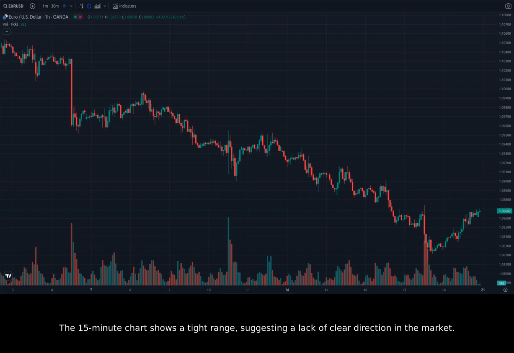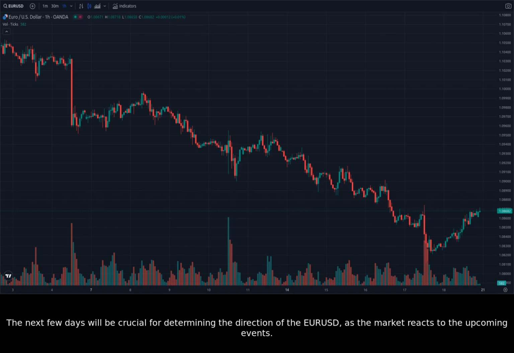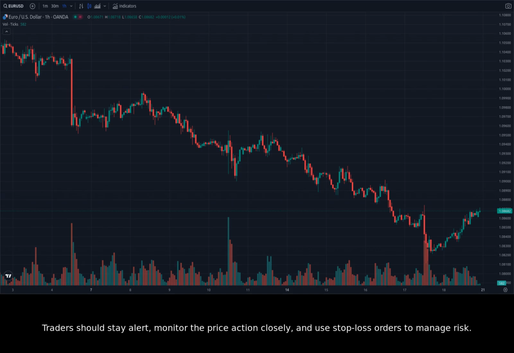The 15-minute chart shows a tight range, suggesting a lack of clear direction in the market. The next few days will be crucial for determining the direction of the EURUSD as the market reacts to the upcoming events. Traders should stay alert, monitor the price action closely, and use stop-loss orders to manage risk.